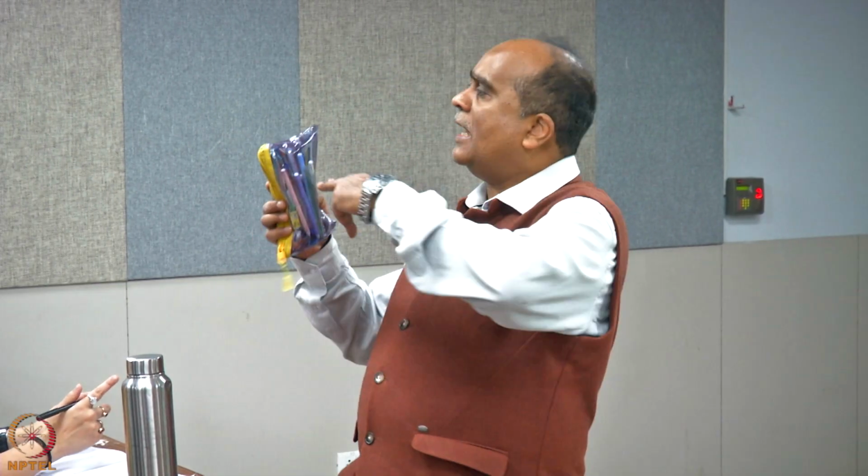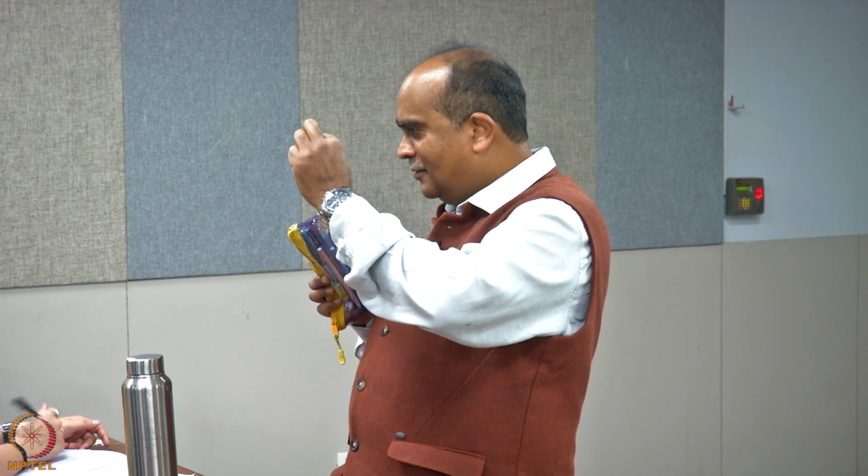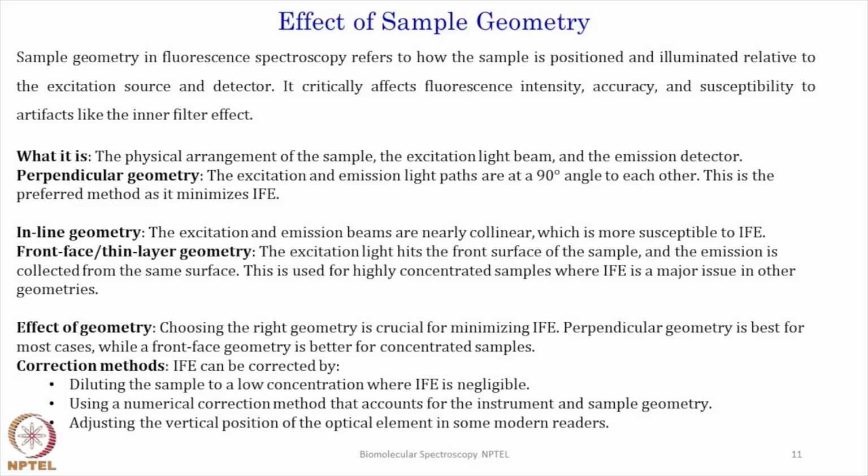What does slit width mean? How much light comes in, right? How much channel you are opening? If you open too much, it saturates. If you open too little, there is no light coming. So, you have to optimally adjust the slit width of the excitation and emission. These are experimental considerations that one has to take care of.